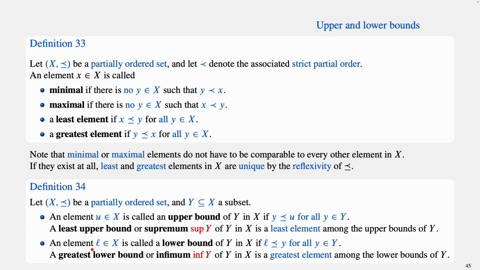And analogously, we have the following definition of a lower bound. So an element L in X is called the lower bound of the subset Y in X if L is less or equal to all elements in the subset Y. And again, it's not required that L itself is contained in Y, it just has to be less or equal to all the elements in Y, but could be an element of X that's not in Y in principle. And now a greatest lower bound or infimum of the set Y in X is the greatest element among all of these lower bounds of the subset Y.